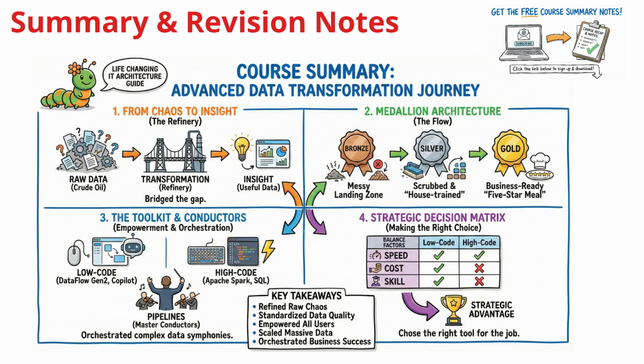We mastered a diverse toolkit, from the low-code empowerment of Dataflow Gen2 and Copilot to the heavy-lifting power of Apache Spark and SQL. We didn't just build isolated tasks. We became master conductors, using pipelines to orchestrate complex data symphonies that run automatically. Finally, we used a strategic decision matrix to balance speed, cost, and skill, ensuring we always chose the right tool to turn raw facts into a powerful strategic advantage.